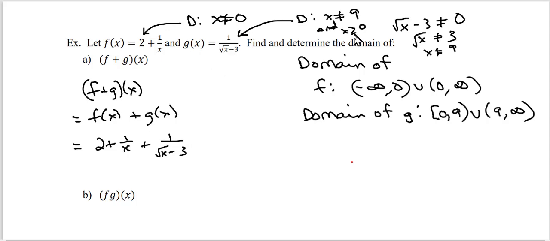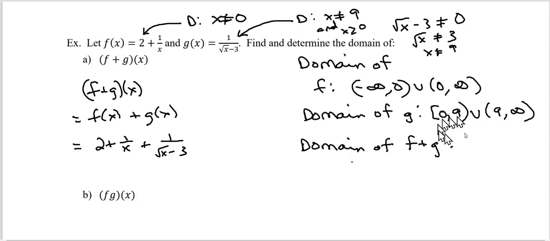So basically we're saying x had to be positive, but it can't be 9 also. So we have to exclude that. That means the domain of f plus g is sort of the combination of those.